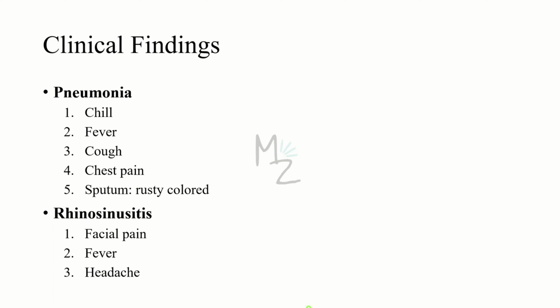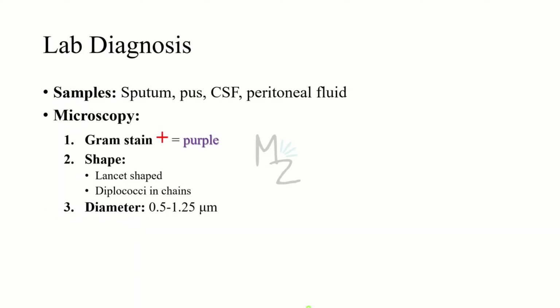Clinical findings: every disease will have its own symptoms. Let's talk about pneumonia. It will have symptoms like chills, fever, cough, and pain, and the person will present with rusty sputum. In rhinosinusitis, the patient will have facial pain, fever, and headache. Lab diagnosis: we'll need samples of sputum, pus, and CSF, the cerebrospinal fluid, because the organism is responsible for causing meningitis. We'll also need peritoneal fluid.